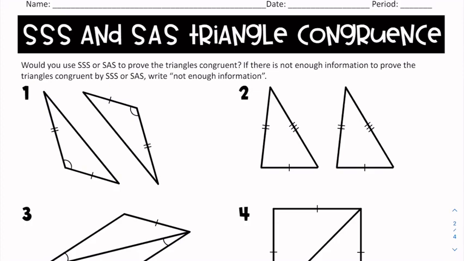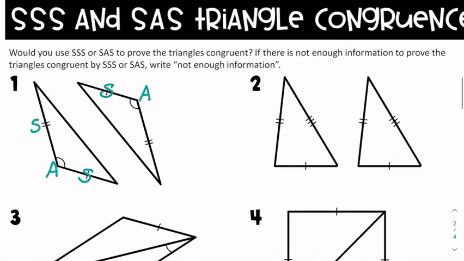We know that these two sides are congruent, and we know that because they have the same number of tick marks. We know that these two angles are congruent because they have the same number of arcs. And then finally, we know that the sides are congruent because they have the same number of tick marks. When I go around my triangle and write the letters in order, I'm going to write an S, A, S. So that means that my triangle congruence rule for this set of triangles is SAS or side, angle, side.